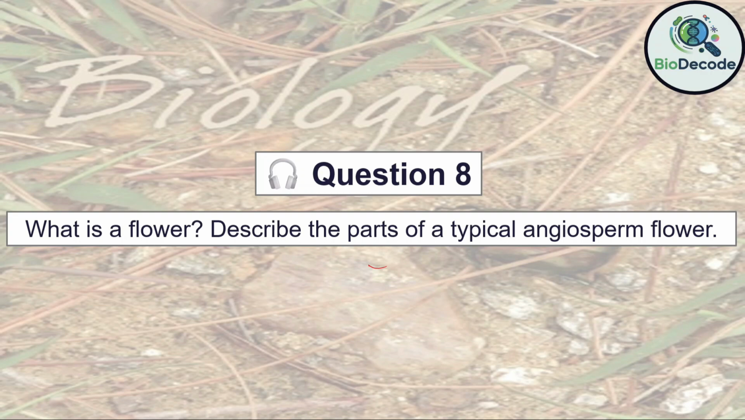Third, the corolla, consisting of petals, often attracts pollinators. Fourth, the androecium comprises stamens, the male reproductive organs producing pollen. Fifth, the gynoecium consists of carpels, the female reproductive organs, including the ovary, style, and stigma. Sixth, the pedicel supports the flower, connecting it to the stem. Together, these parts coordinate to ensure fertilization and the formation of seeds and fruits.